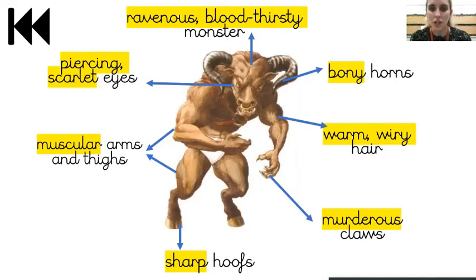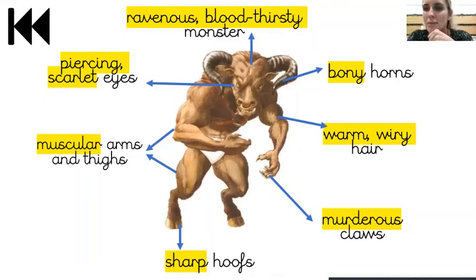Here on the board, you can see some of your descriptions that you created at school and at home, and they are fantastic. The ravenous, bloodthirsty monster had bony horns and warm, wiry hair. It had murderous claws, sharp hoofs, muscular arms and thighs, and piercing scarlet eyes that stare straight through you. These are fantastic Year 3. We are so proud of you, and lots of you challenged yourselves to create those expanded noun phrases too.